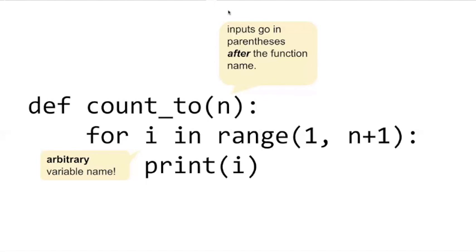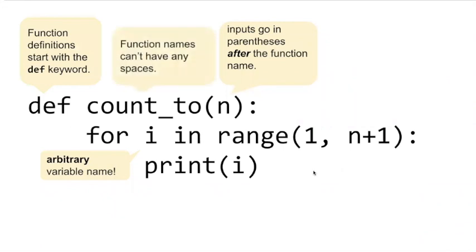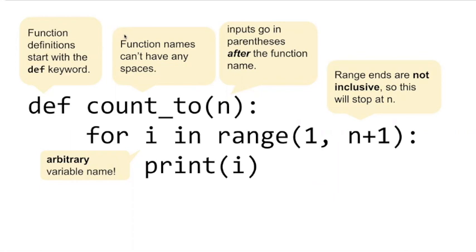If I wanted to get range from 1 to 10, then this would output 1, 2, 3, all the way up to 9. So it's not inclusive of 10. And that's how you write for loops and function definitions in Python.